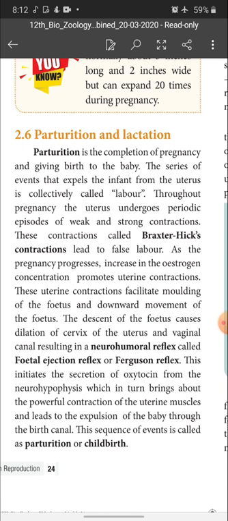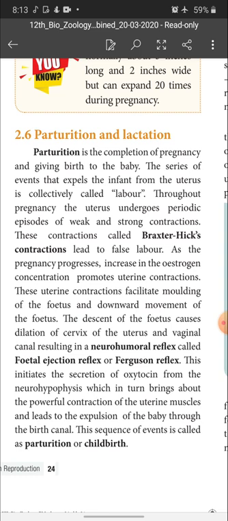This is parturition, a two-mark question. The series of events that expels the infant from the uterus is collectively called labor. Throughout the pregnancy, the uterus undergoes periodic episodes of weak and strong contraction. Then this contraction is called what? Labor pain? This contraction is called what?